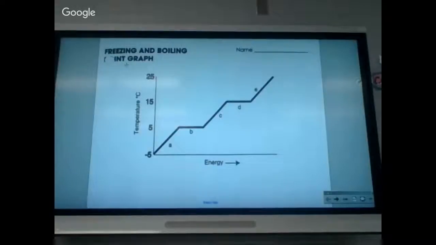All right, so 5 degrees Celsius. What's the boiling point of the substance? 15 degrees Celsius. What's the melting point of the substance? 5 degrees Celsius. Are we okay with that? Freezing and melting are the same thing.